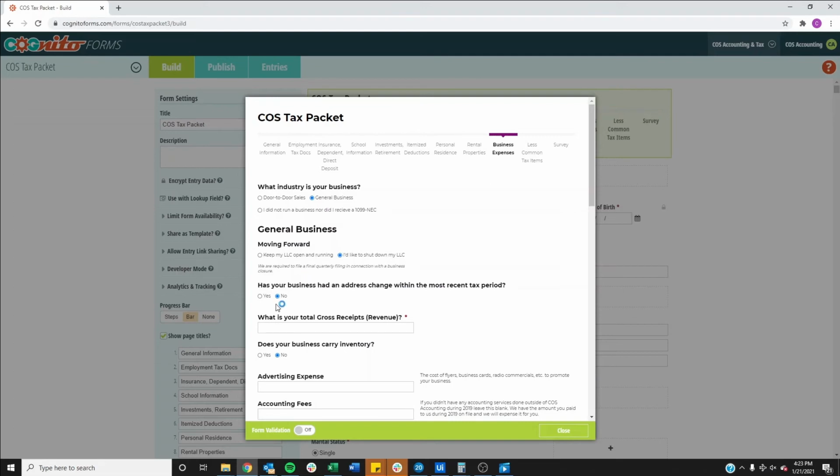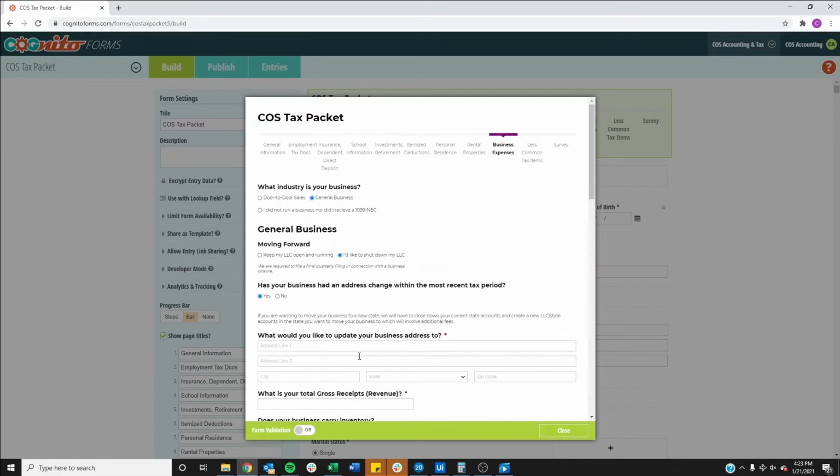If you had an address change with your business, you're going to want to put your new address. If you're moving across state lines, it's going to involve moving over a bunch of accounts and shutting and opening new businesses, new LLC accounts, and withholding and unemployment insurance accounts for payroll. So just know that if you are wanting to move over the state line, we're going to have to set up a new LLC for you in that new state and then open all those withholding accounts, unemployment insurance accounts, and things like that.